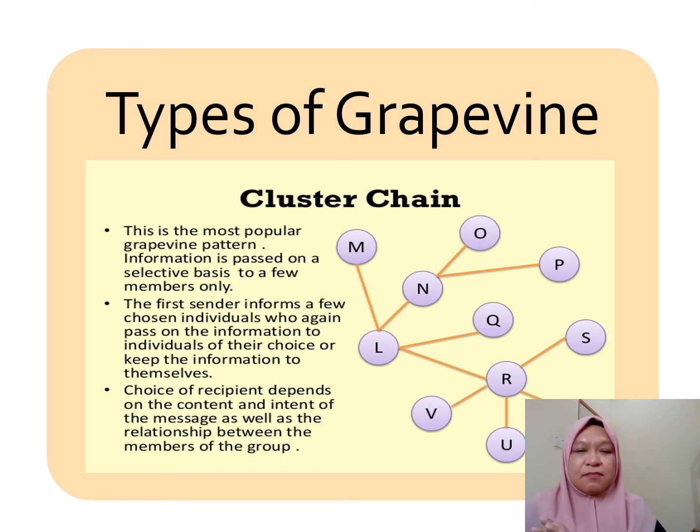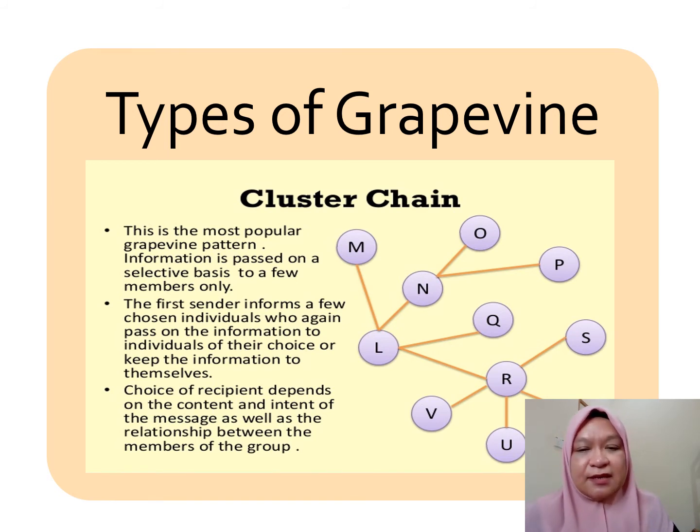This is the most popular grapevine pattern. Information is passed on a selective basis to a few members only. For the cluster chain, the information will move from one small group to another group. You see L will pass the information to M, N, and Q, and then N will share the information with his friends, his group, which is O and P.